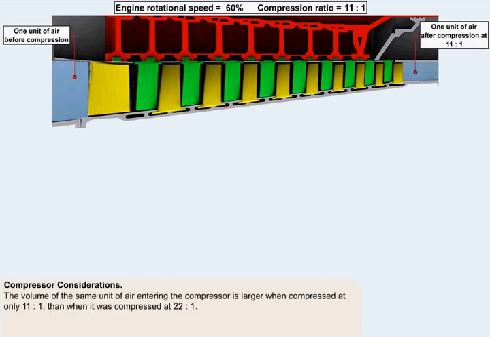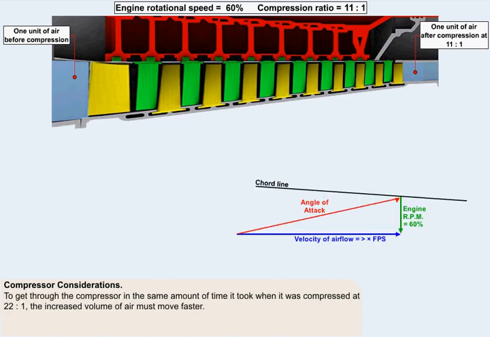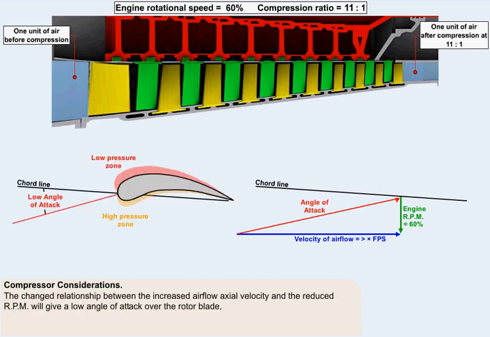The volume of the same unit of air entering the compressor is larger when compressed only by 11:1 than when it was compressed at 22:1. To get through the compressor in the same amount of time it took when it was compressed at 22:1, the increased volume of air must be moving faster. The changed relationship between the increased airflow axial velocity and the reduced RPM will give a low angle of attack over the rotor blade, which will reduce the size of the pressure zones as shown here.